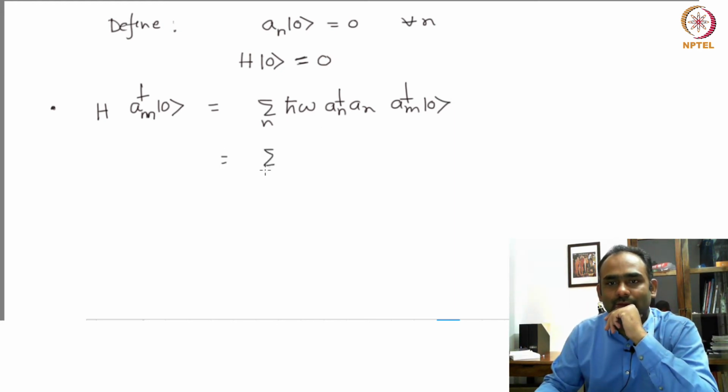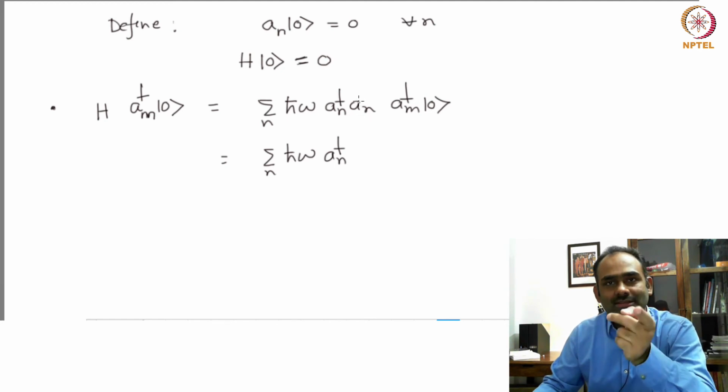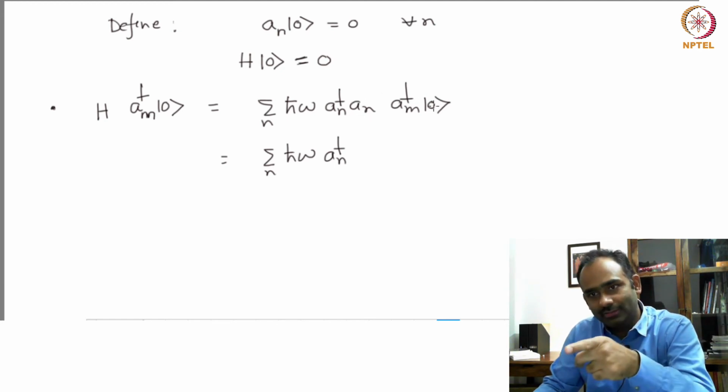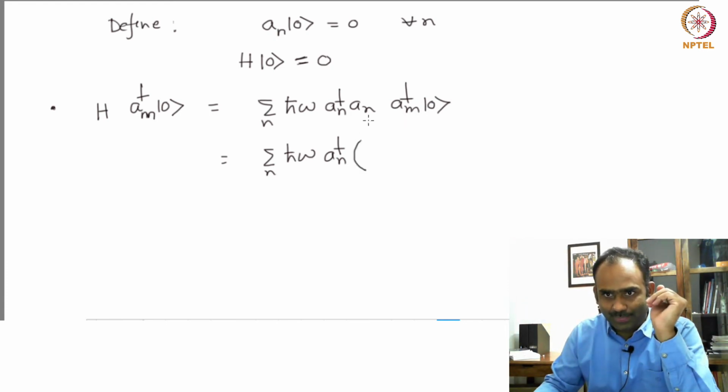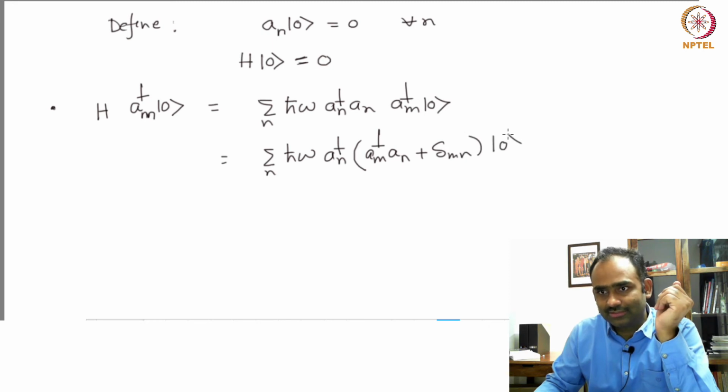So you have summation over n of h bar omega A_n dagger. Now if I could take this A_n to next to the vacuum here, that will kill it, as you saw before, and that's what we want. So let's do it, but this time it's not just 1, but you have a delta function. So you have to put a delta_mn ket 0.